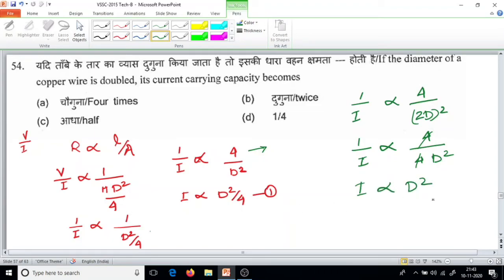So if you compare these two equations, what happened to the current? When we double the diameter of copper wire, current has increased 4 times. The current has increased 4 times. So the answer is option A, 4 times.